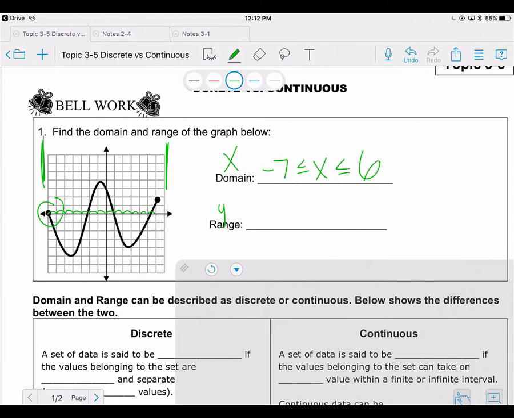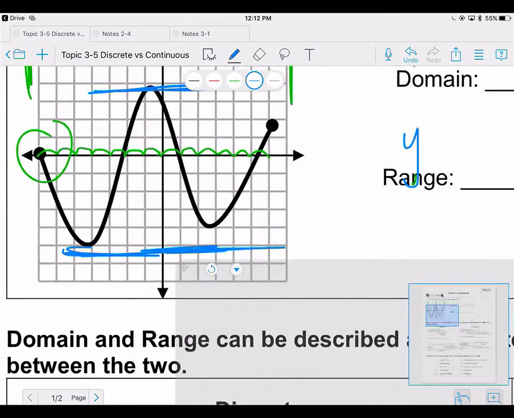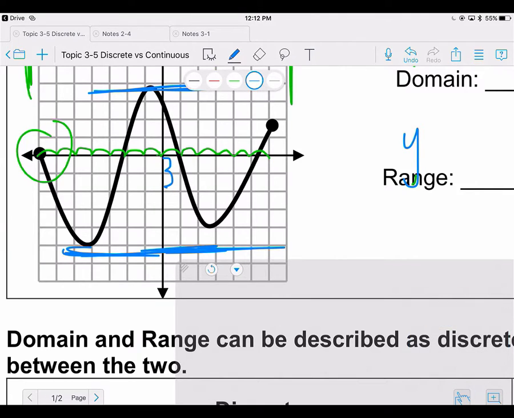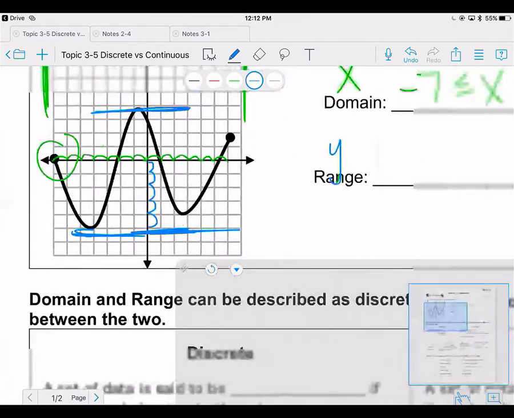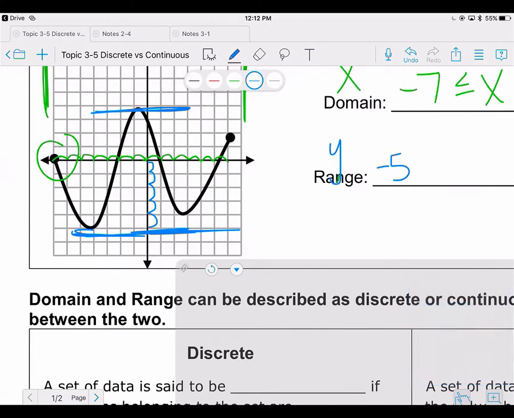Range is your Y's, so I'll do this in a different color. Your range is your Y's. Your Y's go from the bottom to the top. So looking at the bottom, the lowest Y value and the highest Y value. The lowest Y I have is 1, 2, 3, 4, 5, and it's negative because we're going down. At negative 5, there is a value for Y, so I will include the line.